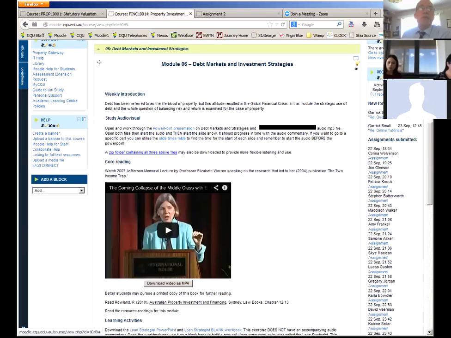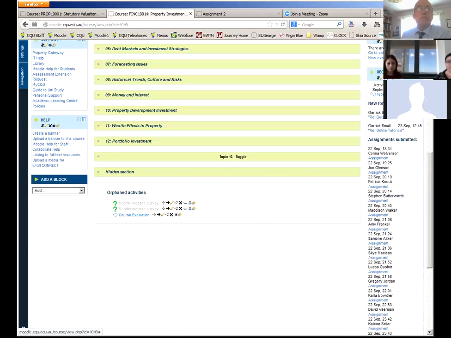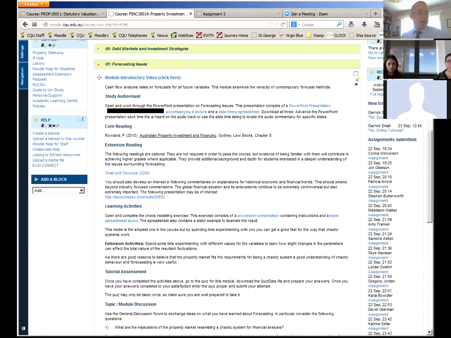Let's leave module 6 and go on to module 7. Now, module 7 is about, well, I won't say 50-50. There's a bit of skill stuff in it, but it's also about understanding where the various parameters related to property investment are going into the future. And so on the forecasting side, we go through the approaches to forecasting.